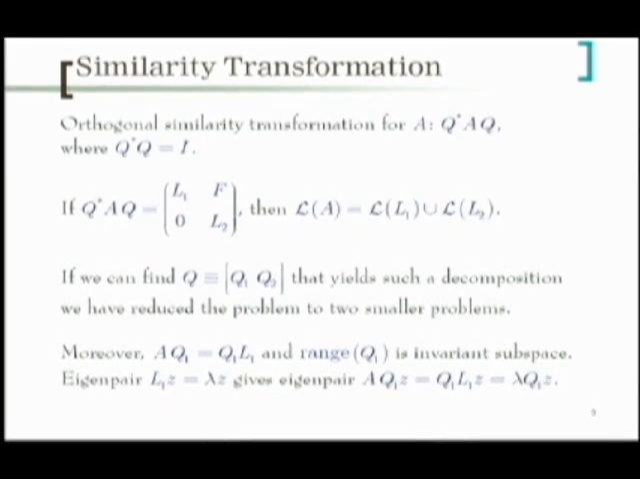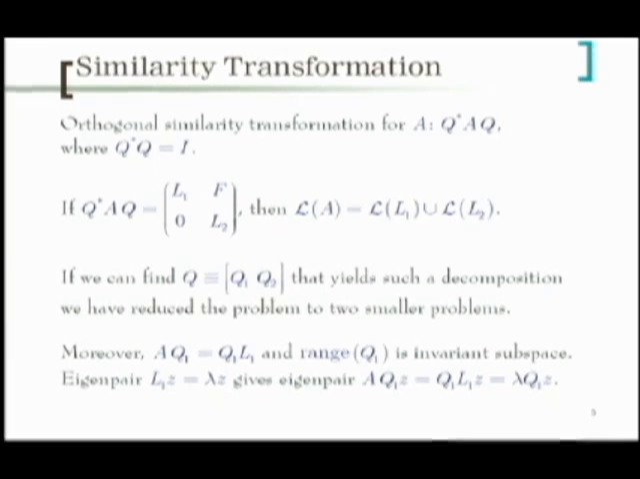So A times Q1 is Q1 times L1, and then the range of Q1 is an invariant subspace, right? And if I find an eigenpair of L1, then that gives me immediately an eigenpair of the matrix as a whole, right? So if L1 times Z is lambda times Z, then A times Q1Z is lambda times Q1Z, right?